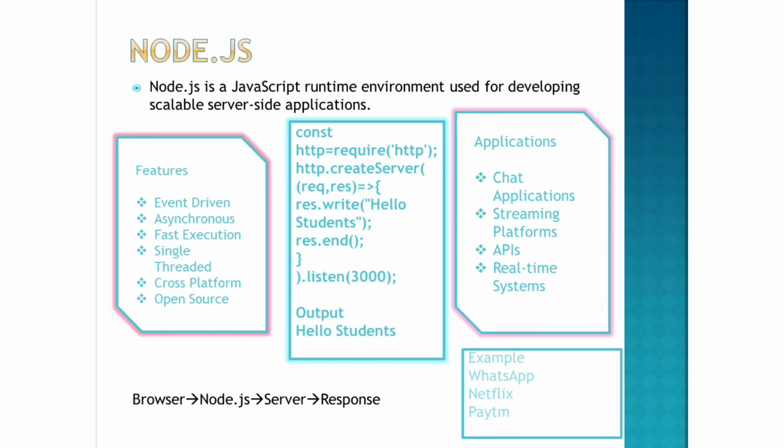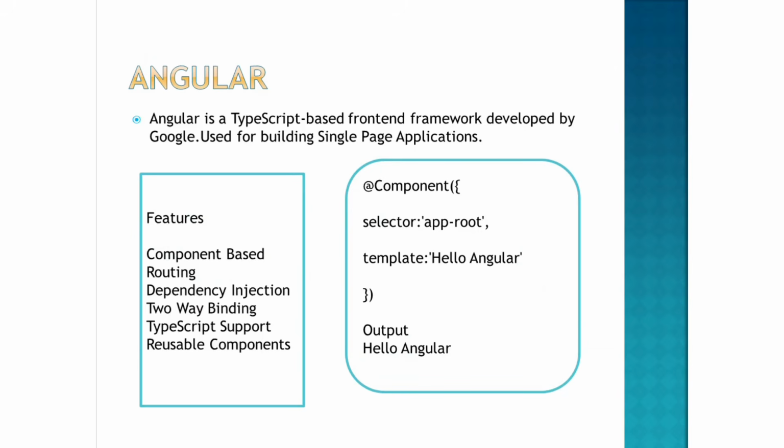Next we have Angular. Angular is a TypeScript-based front-end framework developed by Google. It is mainly used for building single-page applications, also called SPA. Angular provides several important features such as component-based development, routing, dependency injection, two-way data binding, TypeScript support, and reusable components. The example shown uses a component decorator. Okay, the selector is app-root and the template contains the text hello Angular. When this component is loaded in the application, the output displayed is hello Angular.